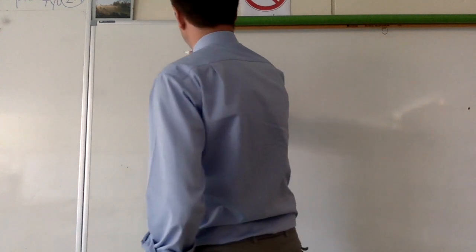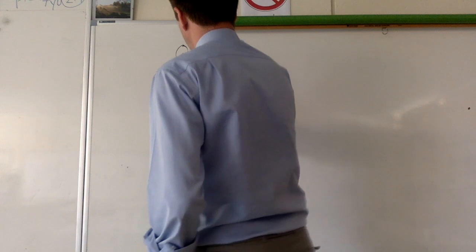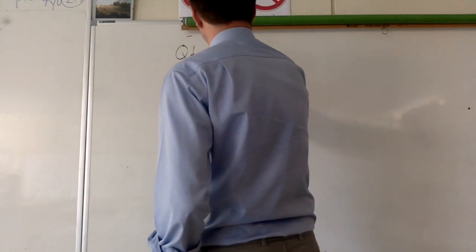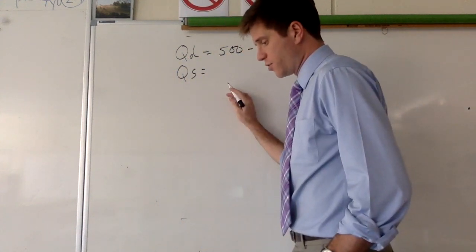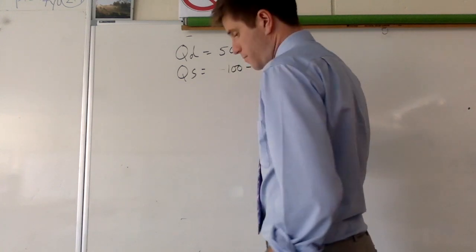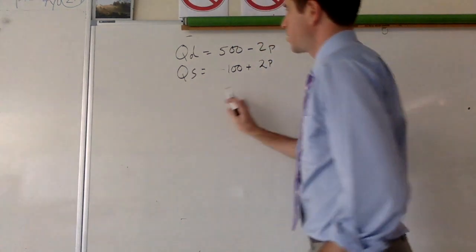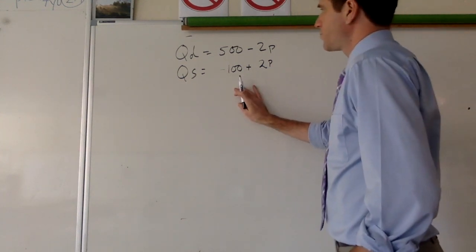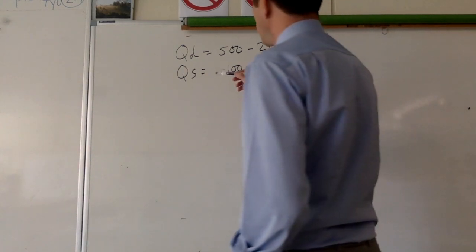So we're given QD, the quantity demanded, and QS, the quantity supplied, and the textbook just gives us those. QD is 500 minus 2p, and QS is negative 100 plus 2p. So these are our equations. What we need to do is find two things. The first thing we're going to do is find the equilibrium.